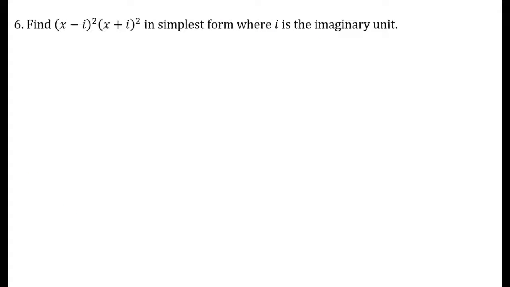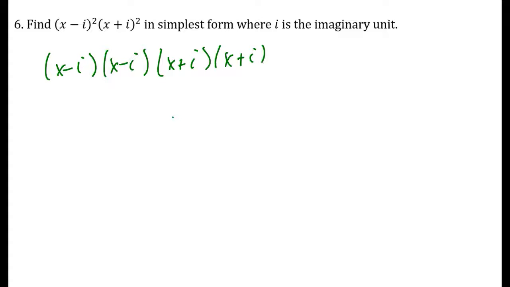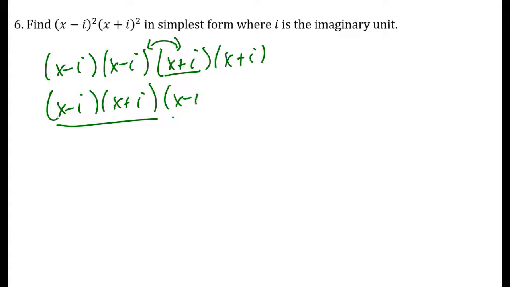Number 6, find this quantity in simplest form where i is the imaginary unit. Well, it's (x − i)² times (x + i)². Now you could do this by brute force and multiply those two out, but watch what I'm going to do here. I'm going to expand those out, write them twice, because I'm multiplying them by themselves. And then I know that the multiplication is commutative for complex numbers. So I'm going to switch the order and do (x − i) times (x + i), because those two are conjugates, times (x − i) times (x + i), because those two are conjugates. And this calculation becomes much, much nicer.